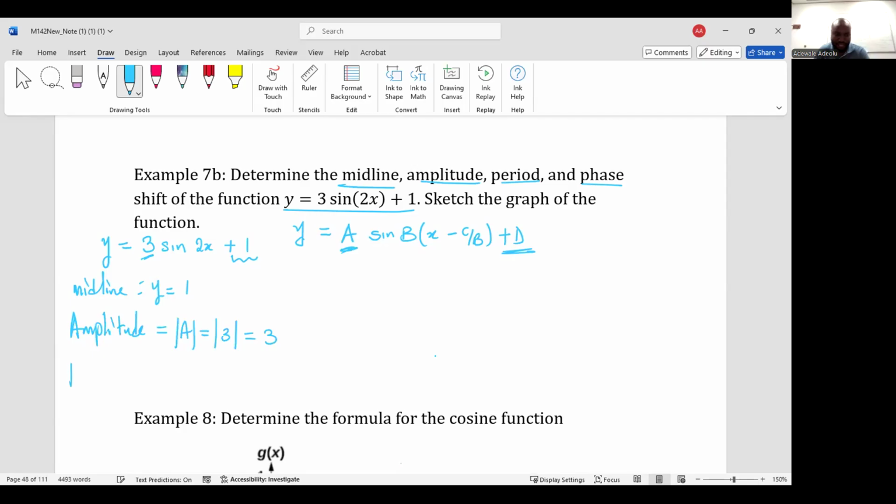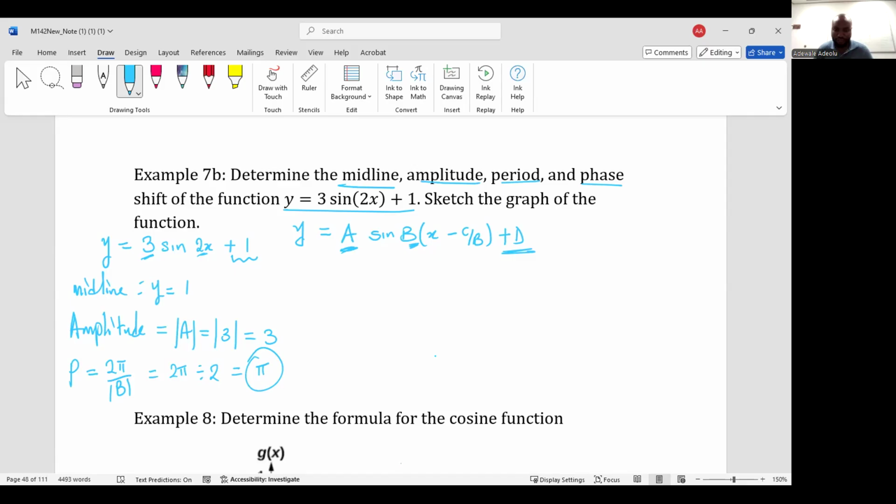Period. Again, we know that period is related to B by this formula. So that is 2 pi divided by B, and B is 2. So that is pi. So the period is pi. That is, it takes just pi for that function to complete one rotation.